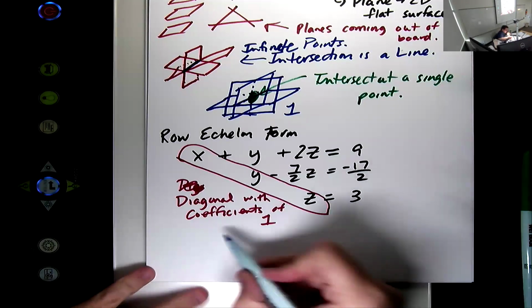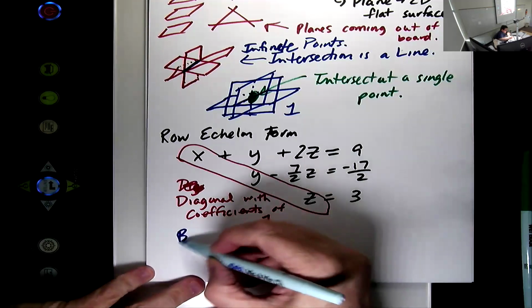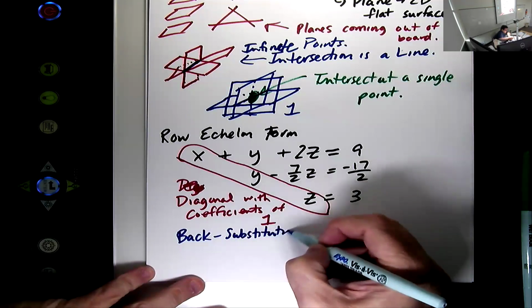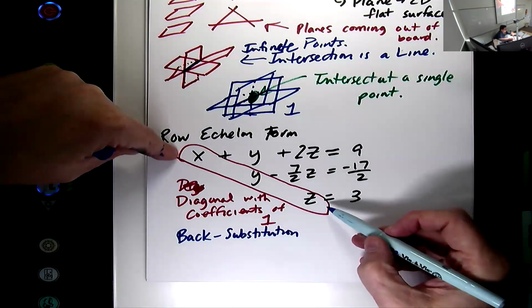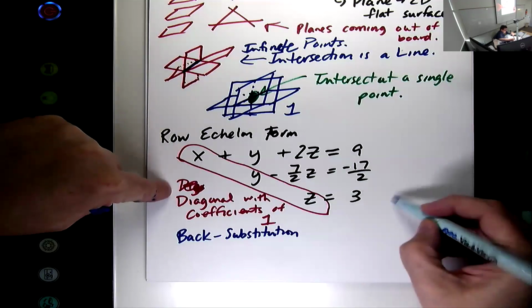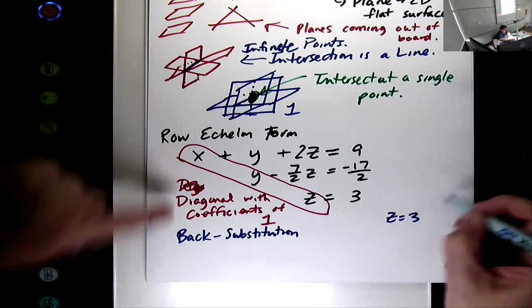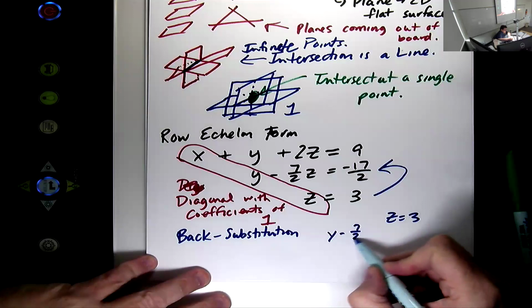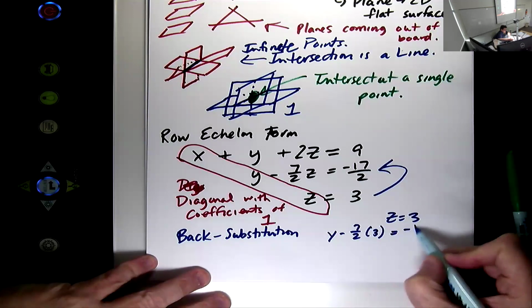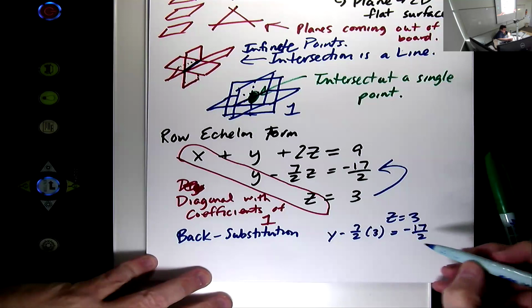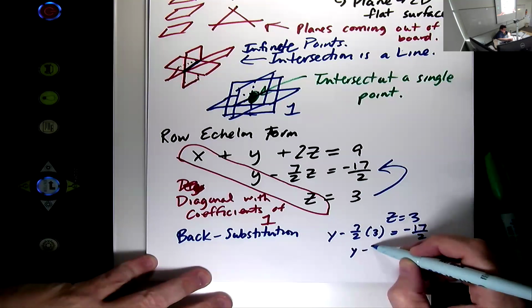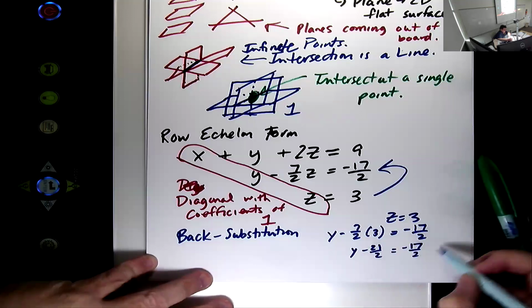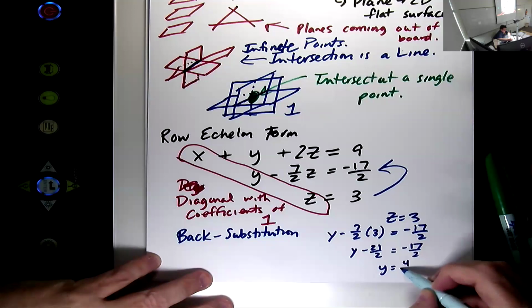The idea here is to back substitute. That's what they're gonna call it, back substitution. Normally we don't start in this form, we resolve to this form, and then we back substitute, because we've got z equals 3 right now. We're gonna take z equals 3 and plug it in there. Y minus 7 halves times 3 equals negative 17 halves. So y minus 21 halves equals negative 17 halves. I get y equals 4/2, which is 2.